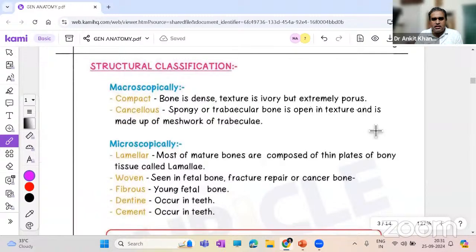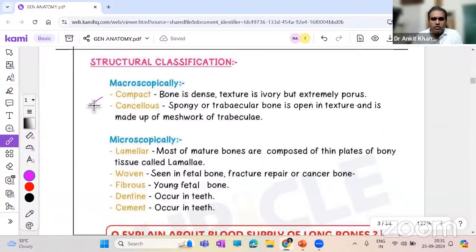Moving ahead, we have structural classification. Again, how they are formed: compact and cancellous. The word itself is self-explanatory. Compact bone is dense, with an ivory texture, and not porous, because porous doesn't go well with compact.